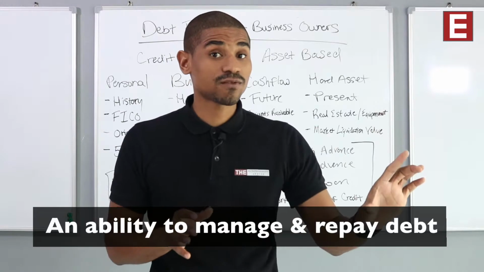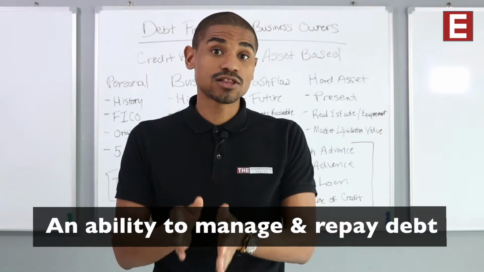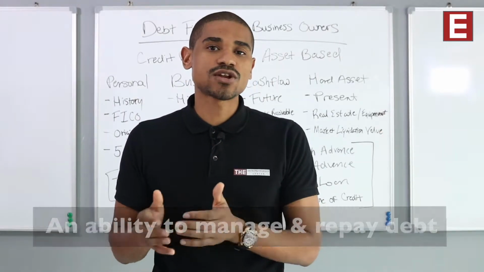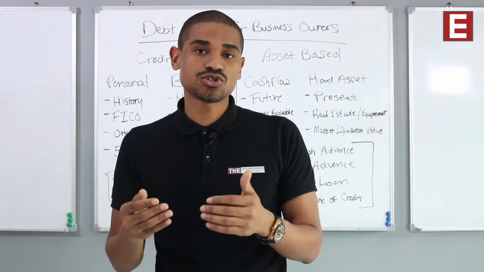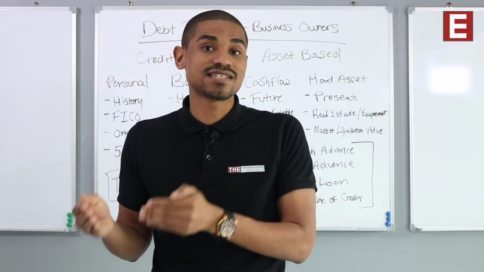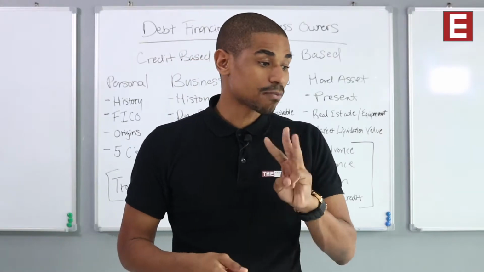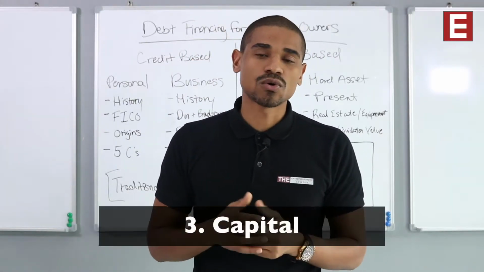Now this is different from your past. Your ability to repay looks at the present, and it helps understand, okay, do you have the cash flow to essentially manage the debt service needed to repay back the loan? Number 3 of the 5 C's is the capital.